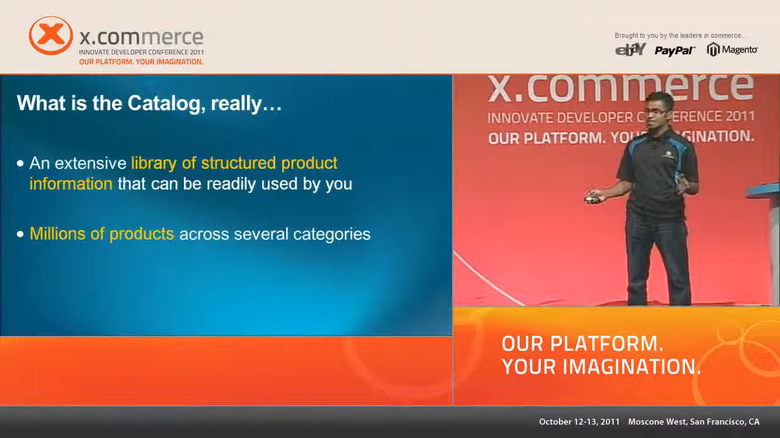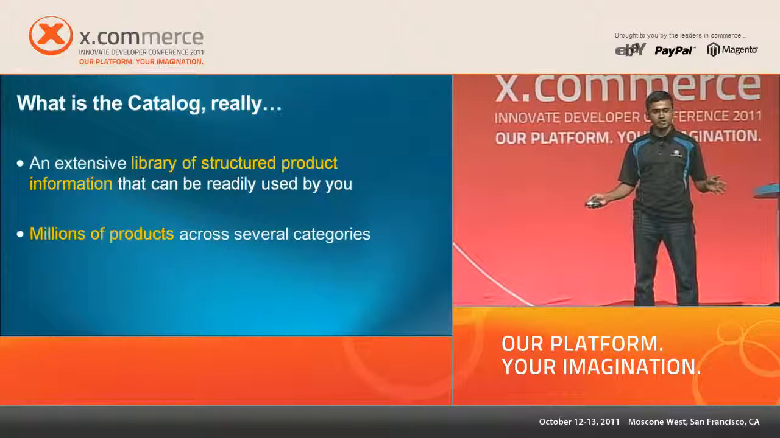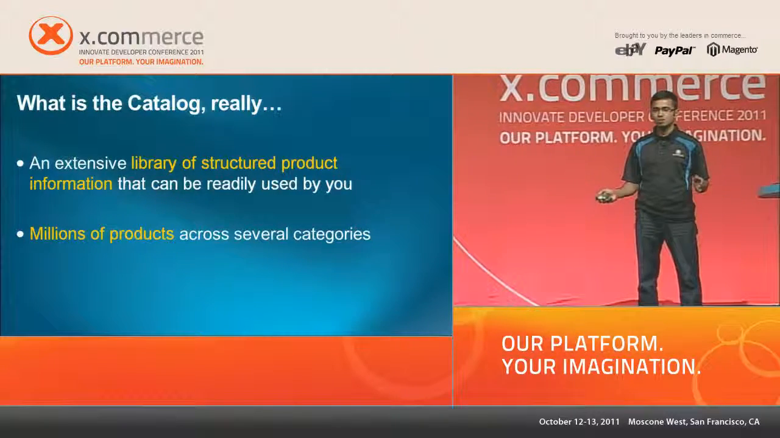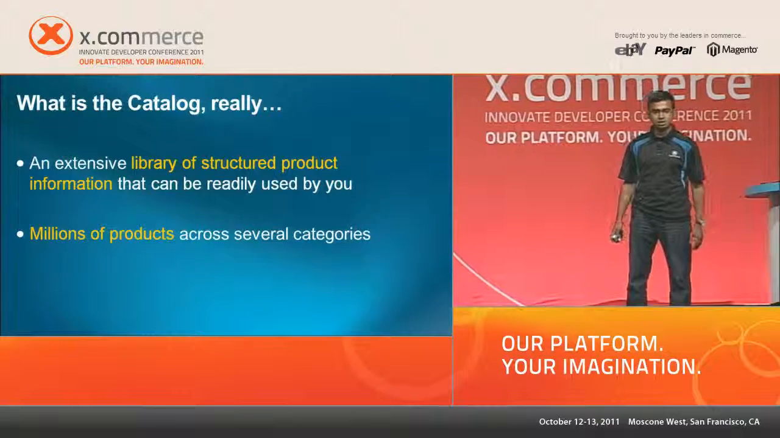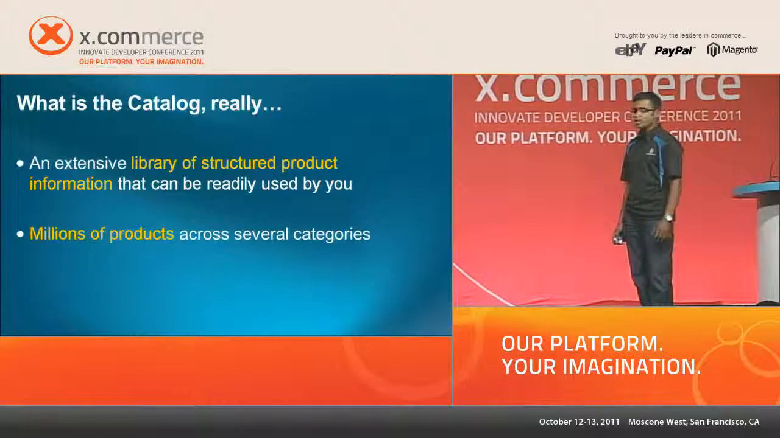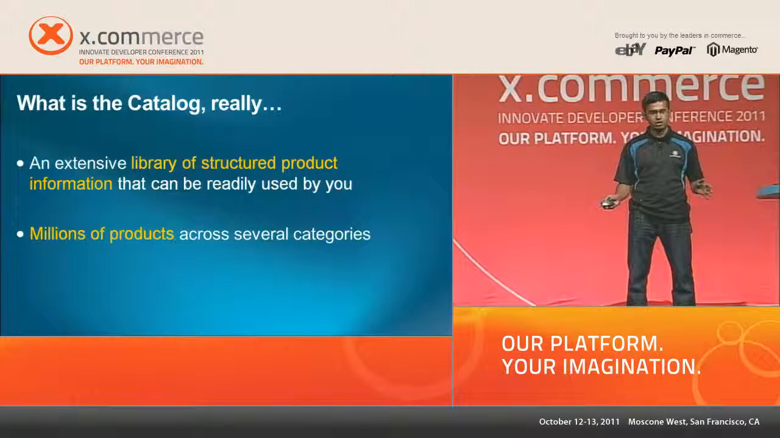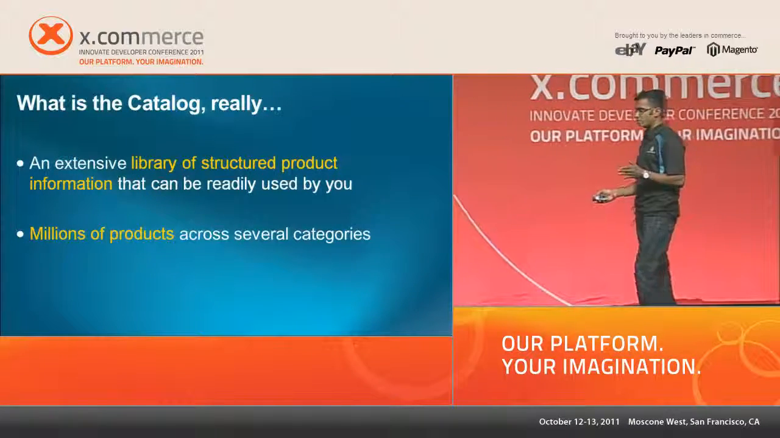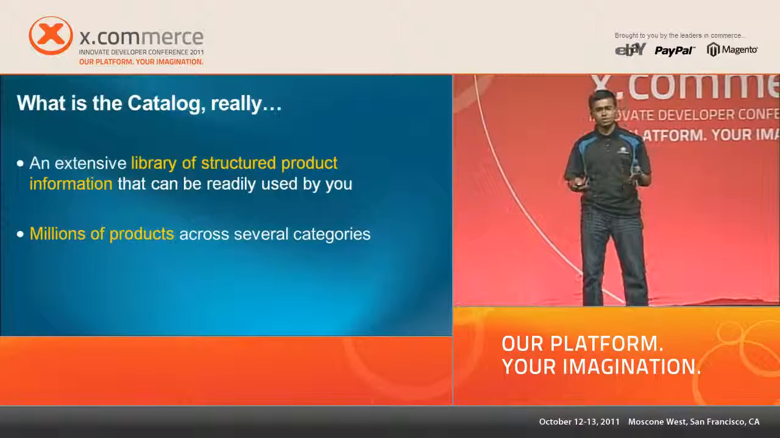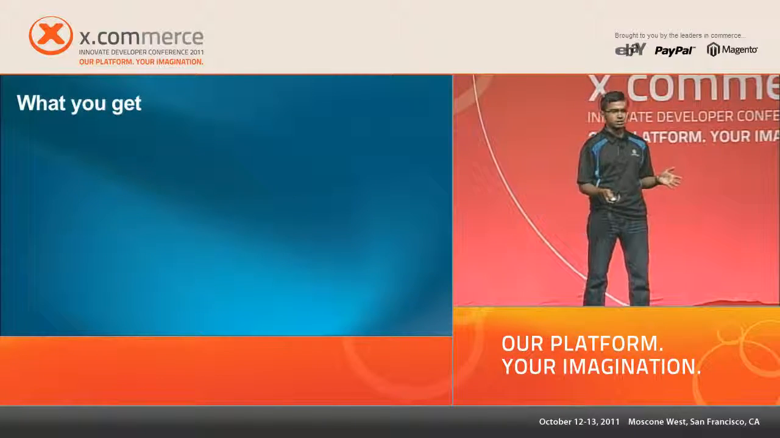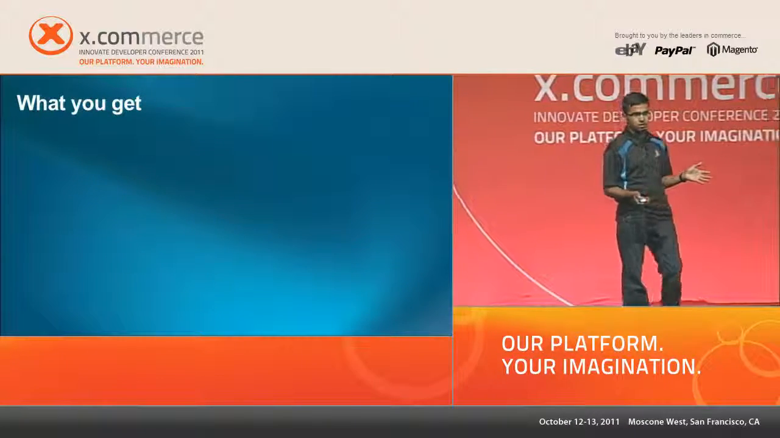Okay. What is the catalog then in the real world? A catalog is nothing but an extensive library of product information that you can readily use for buying and selling items on the eBay marketplace. And we have information on millions of products across several categories on eBay. And when I say we have information about products, you may be wondering what kind of information? What exactly do I get? What kind of information do you have in the catalog?